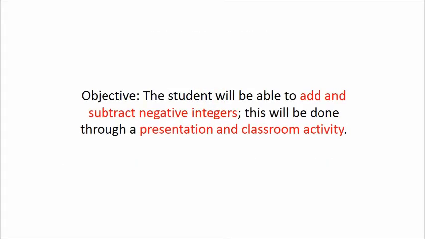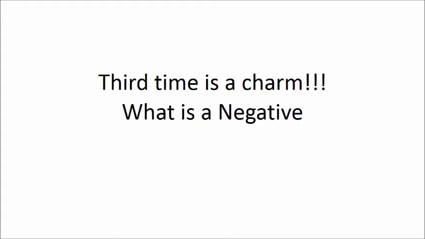So the objective: the student will be able to add and subtract negative integers. This will be done through presentation and classroom activity. I could have actually written this as high-level negative integers, because that's what we're doing. I'm showing you some tricks to do higher-level negative problems. But either way, we're subtracting and adding negative integers. Right now, I'm giving you the presentation. As you know, tomorrow we will be doing a classroom activity in class to make sure you understand this part of the lecture. So, third time's a charm.